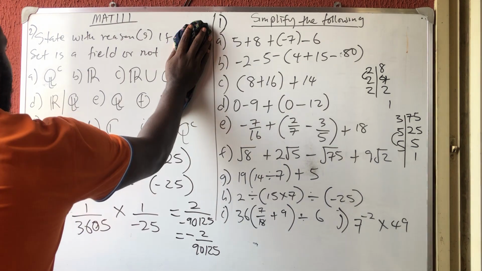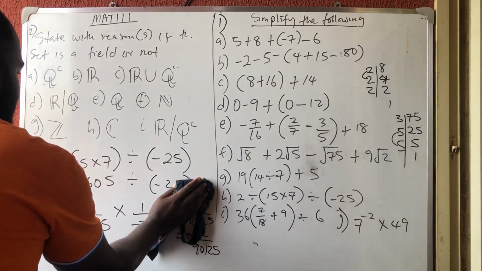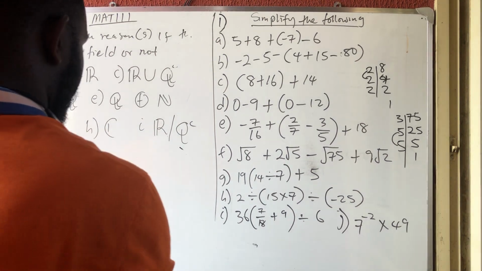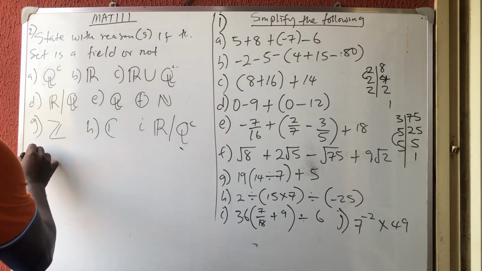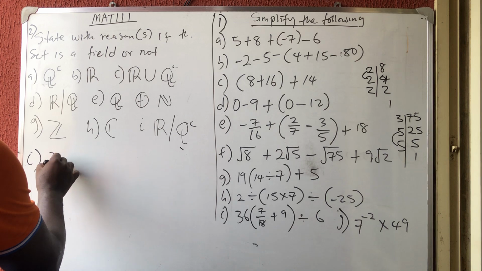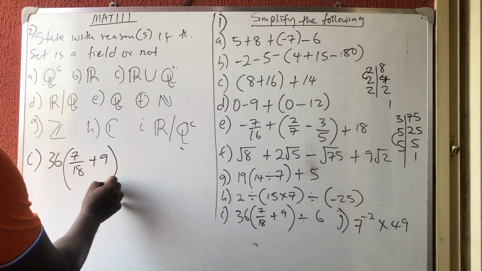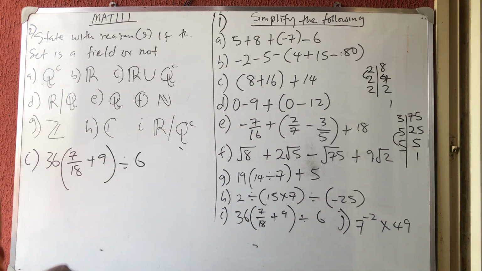I question. Before we go to question number 2, I question. I said 36 in bracket of 7 over 18 plus 9, then divided by 6.